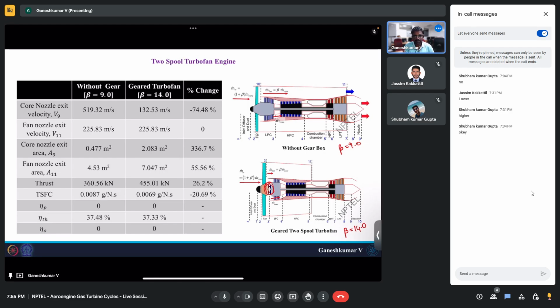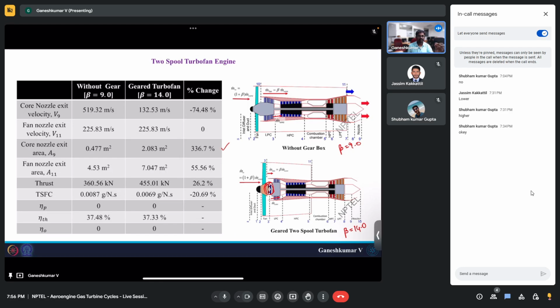It has reduced by around 75%. And the exit area of the core nozzle has increased 336.7%, which means a 3 to 3.4 times increase in the nozzle exit area. And the fan nozzle exit area has a 55% increase. And the thrust is a 26% increase, and TSFC a 20% decrease. So this is how they were able to reduce the fuel consumption.